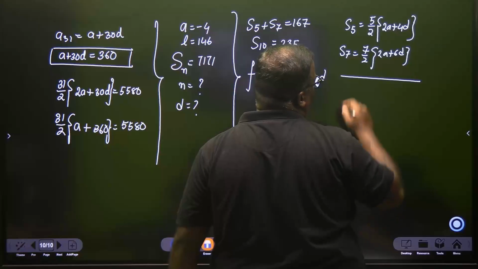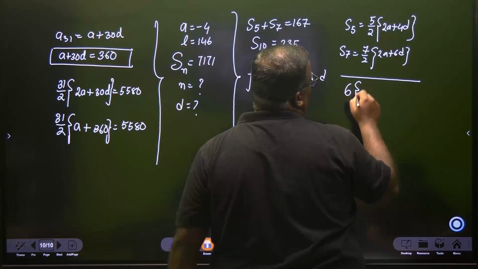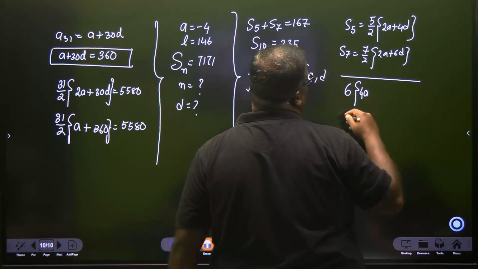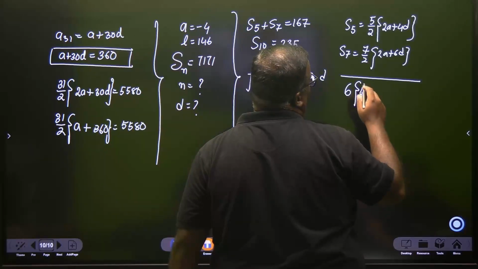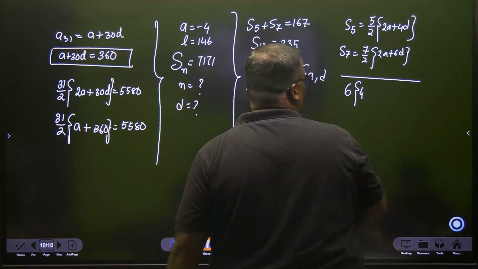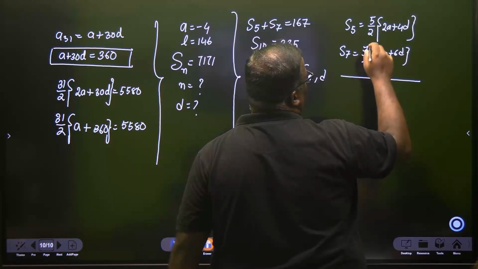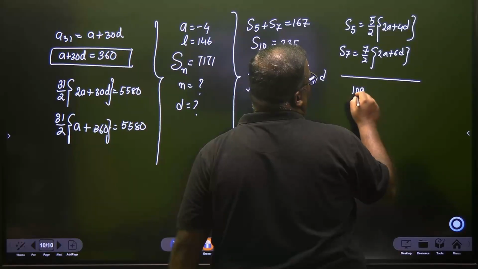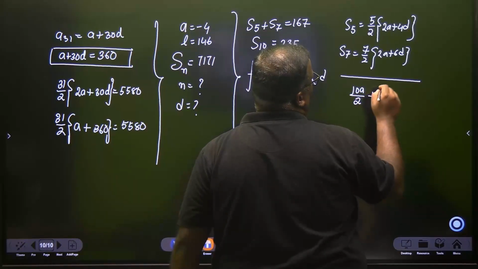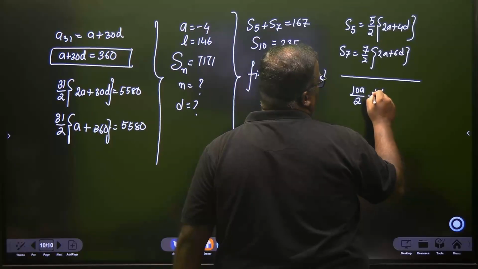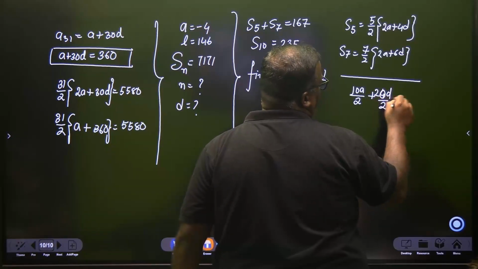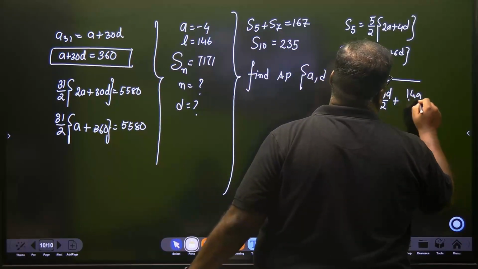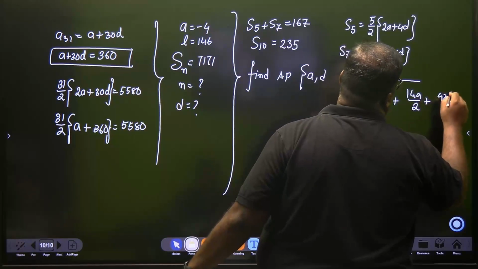12. 12 divided by 2 is 6. So this becomes 6 into... how much? 4a. No, you can't add them directly. No, we can add them directly. So it will be 5 2s are 10a by 2 plus how much? 20d by 2. I'm deliberately keeping the denominators. And on this side, it will be 14a by 2 plus 42d by 2.